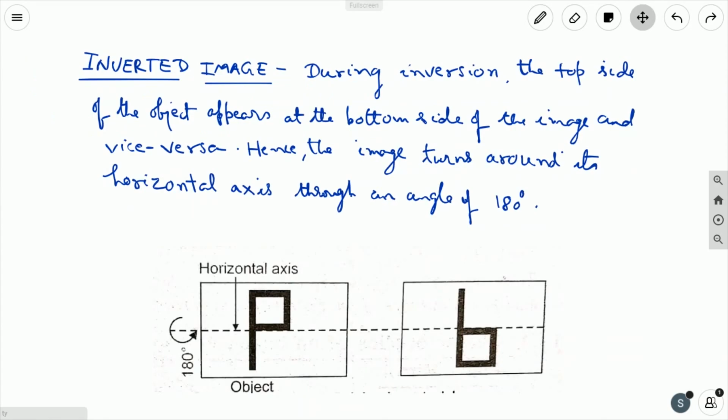Okay, students, now we'll go to the inverted image. Inverted means anything upside down. If we see any kind of image upside down, it is called inverted. Very simple method. If you see any image upside down, it is called an inverted image, right?